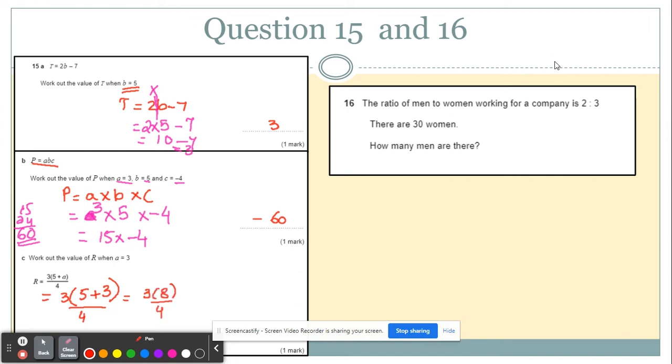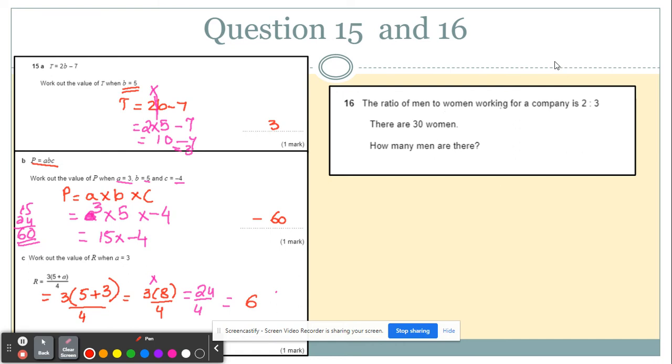I've left it as a bracket to explain again. Again, nothing in between 3 and bracket. That means it is multiplication. 24 divided by 4, which is equal to, 4 times 6 is 24. So your final answer is 6.